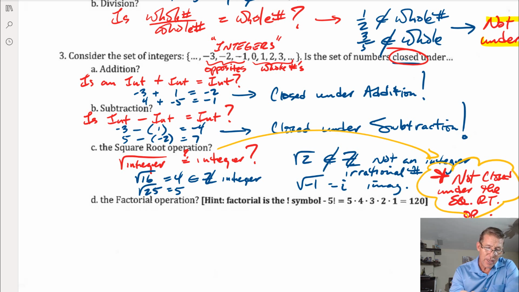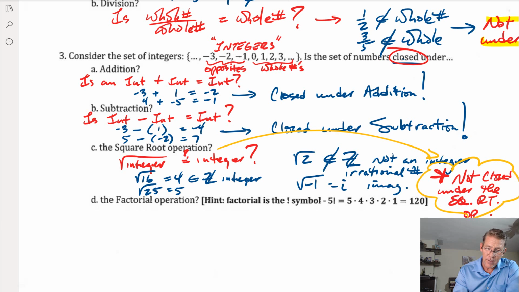So in the first two, the integers are closed under addition because an integer plus an integer is an integer. The second one, an integer minus an integer is always an integer, so it's closed under subtraction. Square root operation, not so. If you take the square root of 2, you don't get an integer. Square root of a negative number, you don't get an integer, you get an imaginary number, so it's not closed. And remember, all you have to do is provide a counterexample.